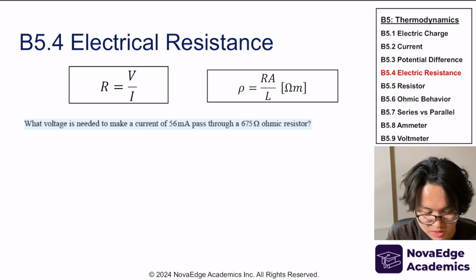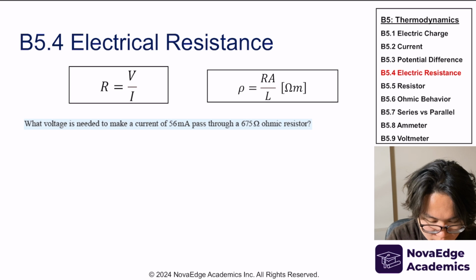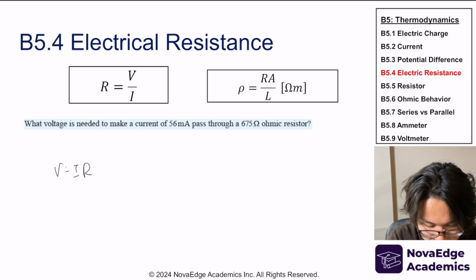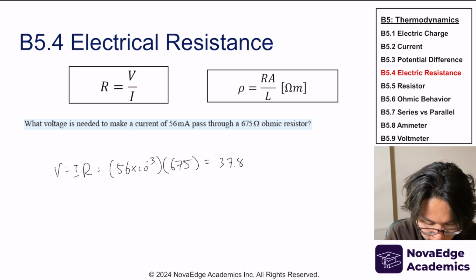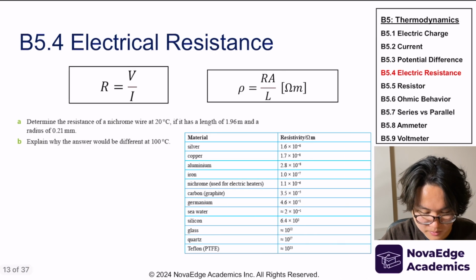All right, what voltage is needed to make a current of this pass through this ohmic resistor? V is equal to IR. So let's just multiply those two. 37.8 volts. All right, pause the video and give this one a try.